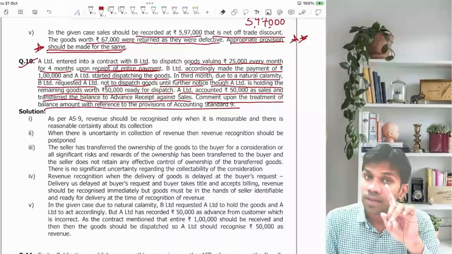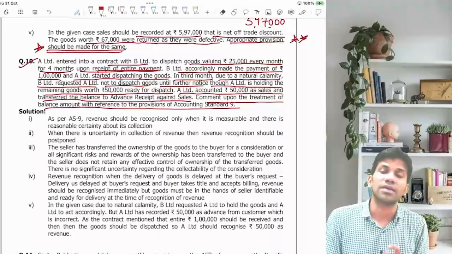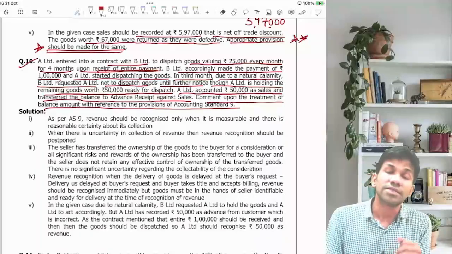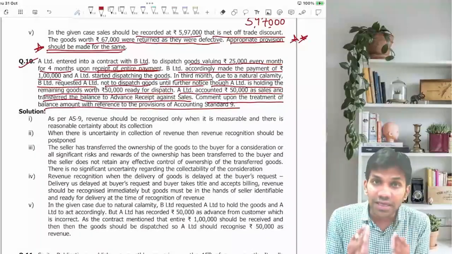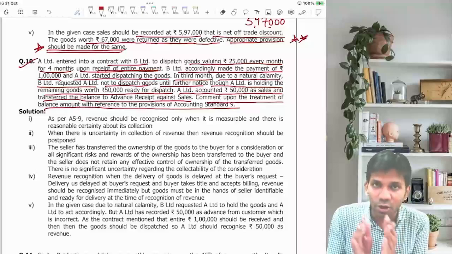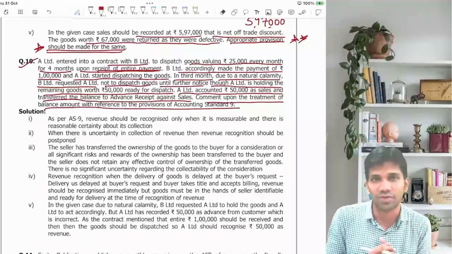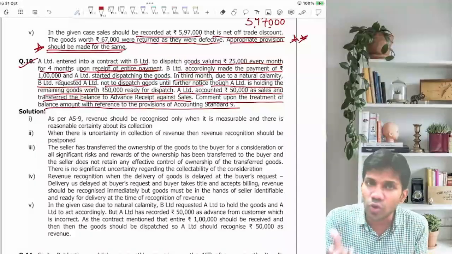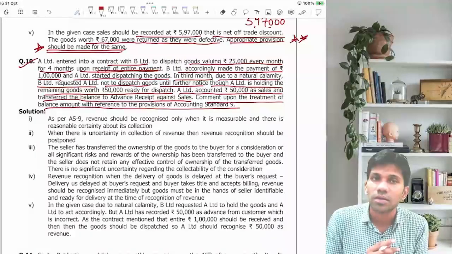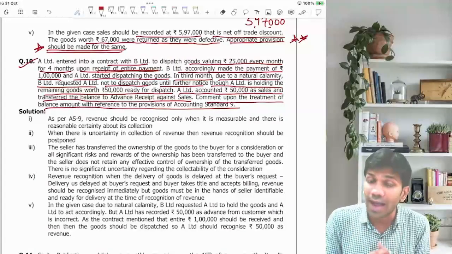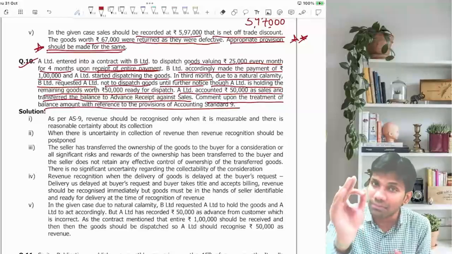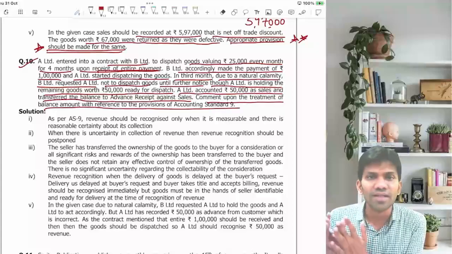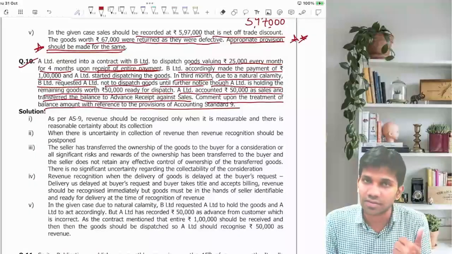So this is not the correct treatment given by A Limited. We cannot show it as an advance because this is delivery of goods delayed from the buyer's request. Because you requested, I held the delivery. Otherwise, I was going to dispatch in the 3rd month and the 4th month. Yes or no? And I have received the full 1 lakh immediately. So I cannot show this as advance from customers. Let's start with this question.